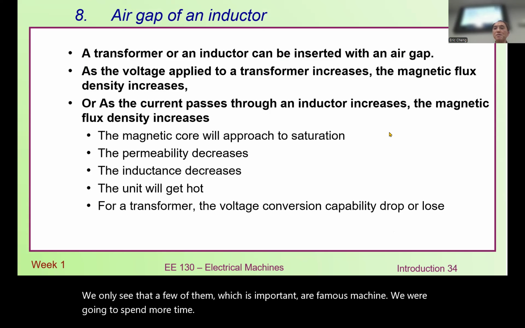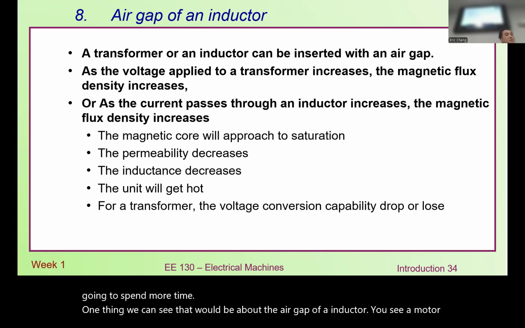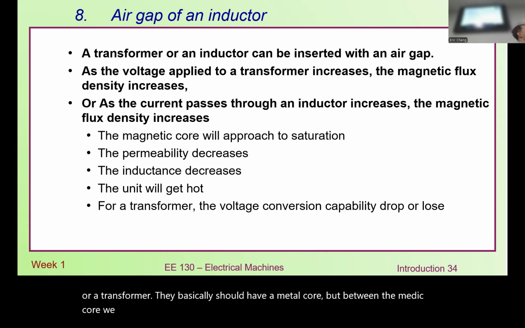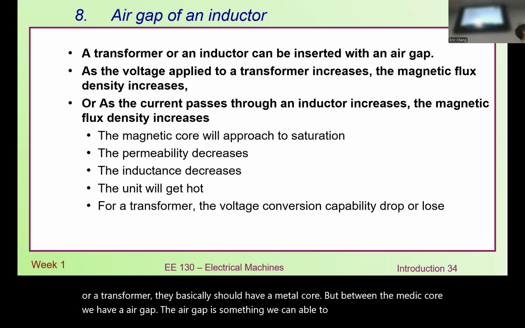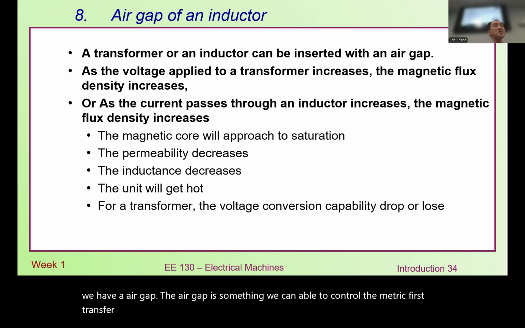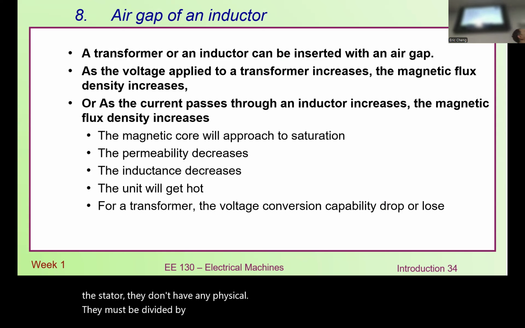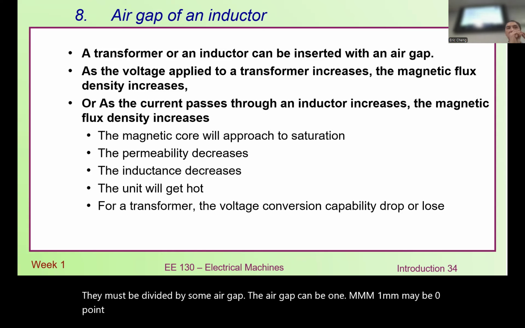One thing we can see is the air gap of an inductor. A motor or a transformer basically should have a magnetic core, but within the magnetic core we have an air gap. The air gap is something we can use to control the magnetic flux transfer there, so it looks more like a resistance. Between the rotor and the stator there is no physical contact; they must be divided by some air gap. The air gap can be 1 millimeter, maybe 0.5, or this kind of scale.